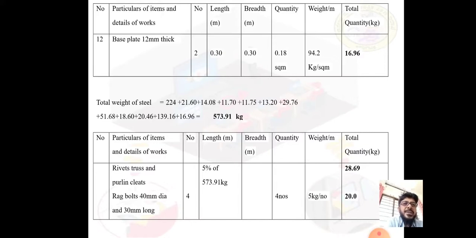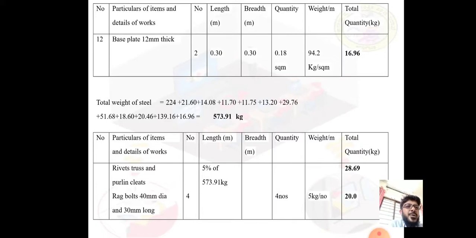Again, for fixing we are using rivets and cleats. So that weight we will calculate as some percentage of the total weight. So there are 4 numbers. So 5% of the total weight will be considered as the weight of the rivets. So 5% of the total weight we have calculated as 573.91. So 4 numbers means 4 into 5% means 5 kg will come nearly.